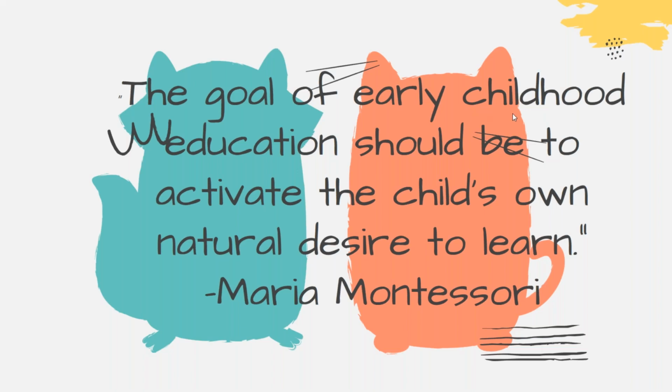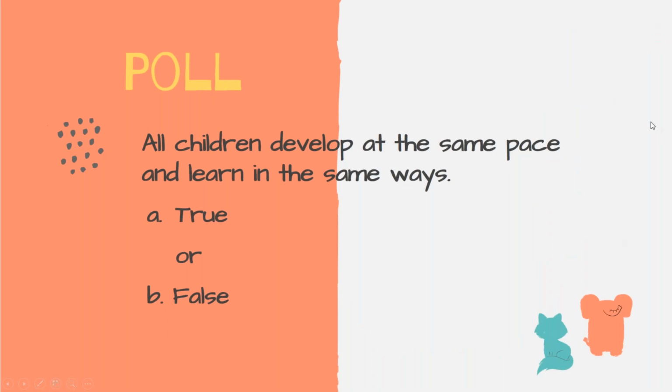So that leads us to our next poll. And this poll asks us, all children develop at the same pace and learn in the same ways. Is that true or is that false? Do all children develop at the same pace and learn in the same ways? Is that true or is that false?